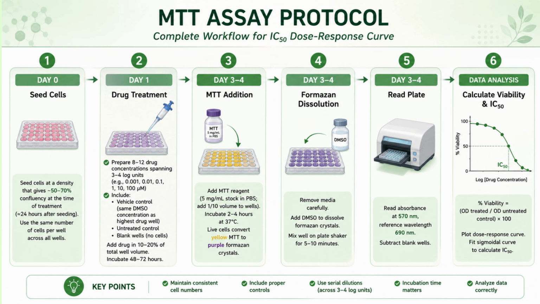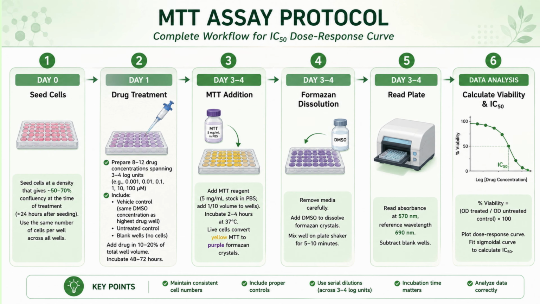Day 1. Drug treatment. Prepare drug at 8 to 12 concentrations spanning 3 to 4 log units, e.g., 0.001, 0.01, 0.1, 1, 10, 100 micromolar. Include A. Vehicle control, same DMSO concentration as highest drug well. B. Untreated control. C. Blank wells, no cells. Add drug in a volume of 10 to 20% of total well volume. Incubate 48 to 72 hours.